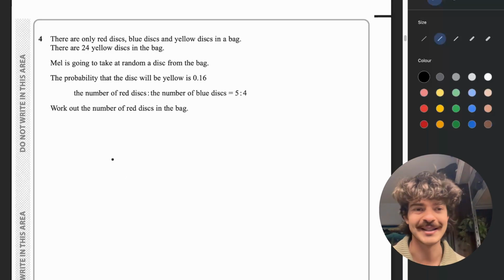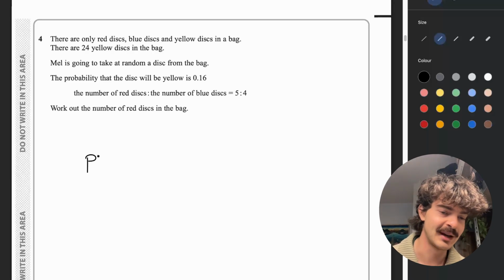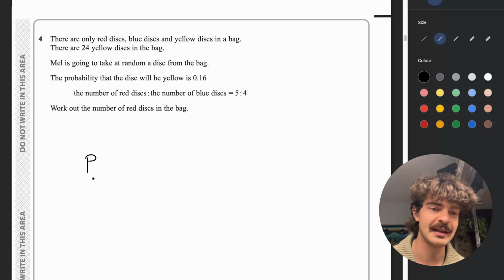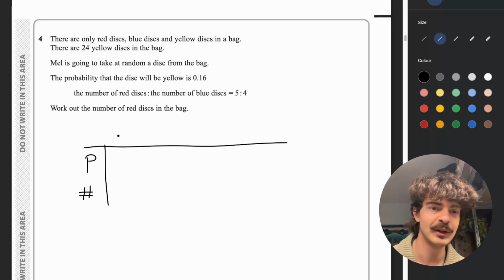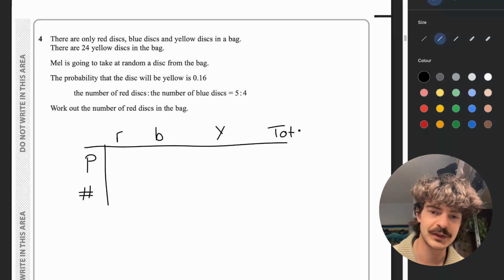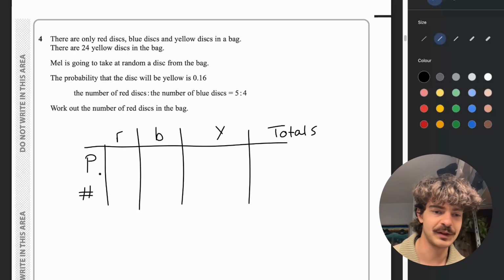So we're going to want to make ourselves a bit of a table just to keep track of what's going on. So let's say we're going to have the probability row defined by P, and let's say the number of them. So I'm going to use a hash symbol. That's quite common in maths that we'd use a hash symbol. And then we're going to have red, we're going to have blue, we're going to have yellow, and then I'm actually going to have a totals column as well, just so we can keep real track of everything that's going on here.